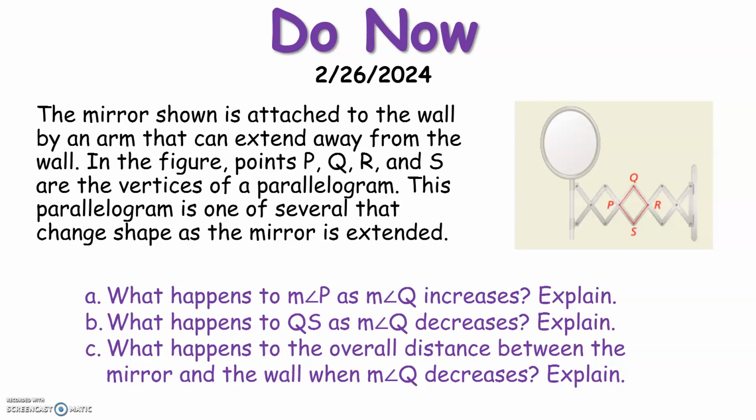Answer these questions. A. What happens to the measure of angle P as the measure of angle Q increases? B. What happens to QS, the segment, as angle Q decreases? And C. What happens to the overall distance between the mirror and the wall as angle Q decreases?